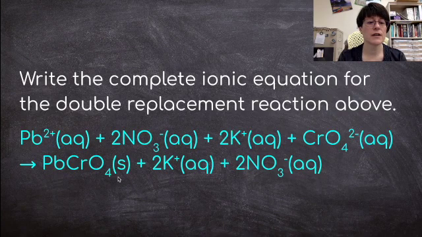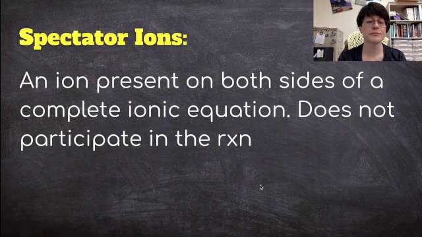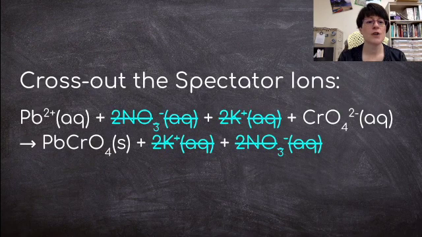Notice if it's aqueous, I broke it up into its ions. If it is a solid, I left it alone. So you break up the aqueous substances into their ions. Now, in this equation, we have something called spectator ions, and that is an ion present on both sides of a complete ionic reaction, and it does not participate in the reaction. So, what I want you to do is to write the equation and cross out the spectator ions. So, I cross out nitrate and potassium because they appear the exact same on both sides of the reaction.